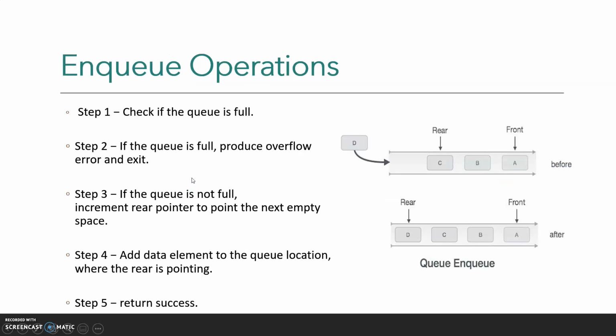Now let's see how the enqueue operation works. In the first step, it checks if the queue is full. If the queue is full, it produces an overflow condition, just like the stack. Next, if the queue is not full, it will increment the rear pointer to point to the next empty space. Then it will add the data element to the queue location where the rear is pointing. So you can see here, when we insert an element or enqueue data, it will be from the rear end. So front will remain the same for the enqueue process and the rear will keep incrementing.